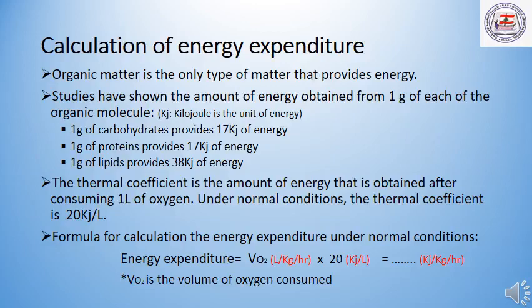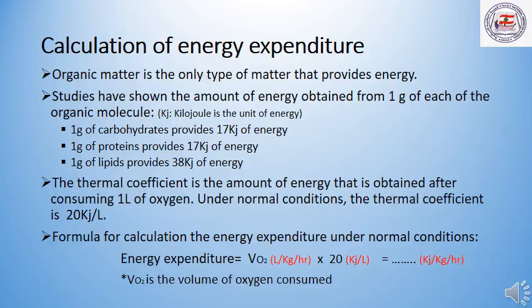On the other hand, the used oxygen is actually calculated by what we call the thermal coefficient, which is the amount of energy that is obtained after consuming 1 liter of oxygen. Under normal conditions, the thermal coefficient is 20 kilojoules per 1 liter of oxygen. The formula that is used to calculate the energy expenditure under normal conditions is as follows.